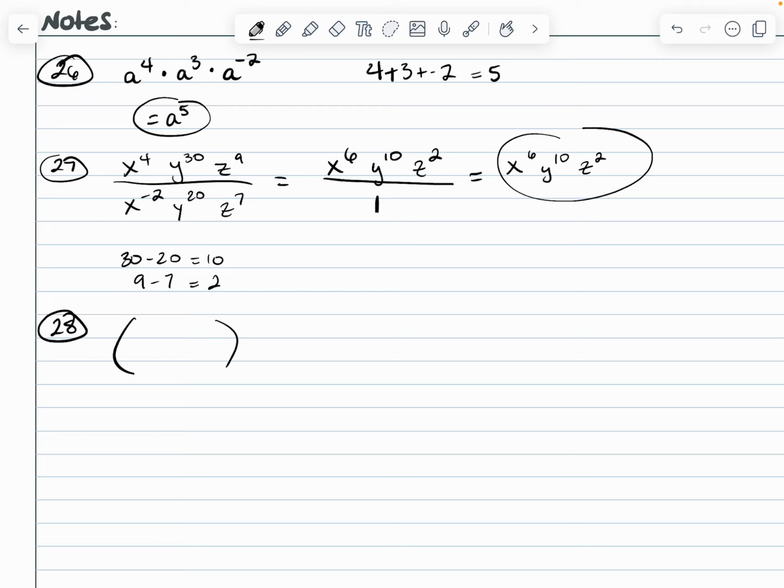28, okay? It doesn't matter what's in the parentheses. If it's raised to the 0 power, the answer is 1. Okay, that's what you have to know off of that on 28.